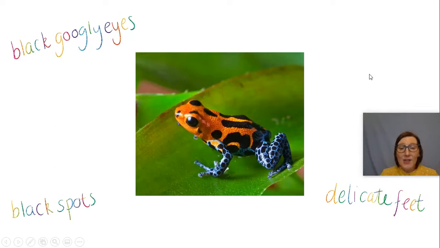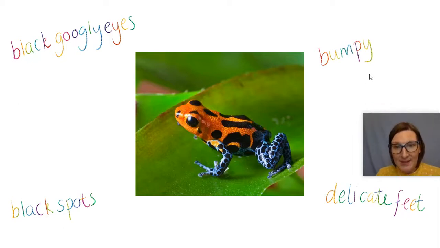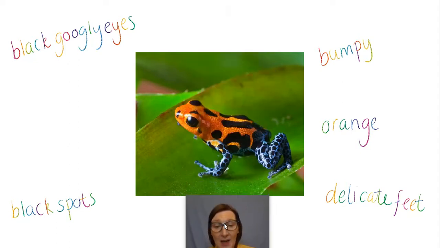He has black spots. So he has black spots on his legs, and he has like black splodges on his back, doesn't he? Because he's lots of colours. He isn't just one colour. Oh, and he has bumpy skin. Can you see, like here on his back, how bumpy that skin is? Very bumpy there. I'm going to need to move my picture again. He's orange as well, isn't he?